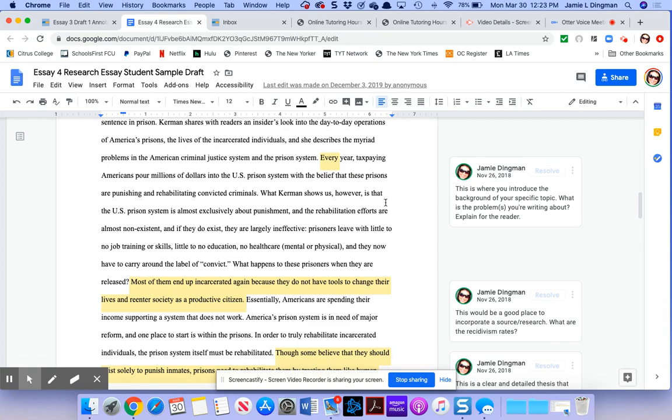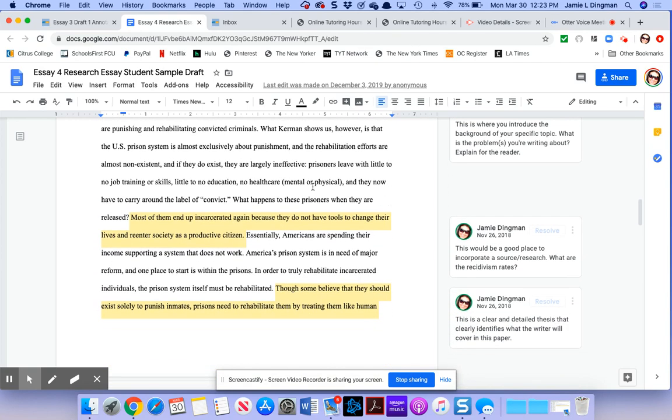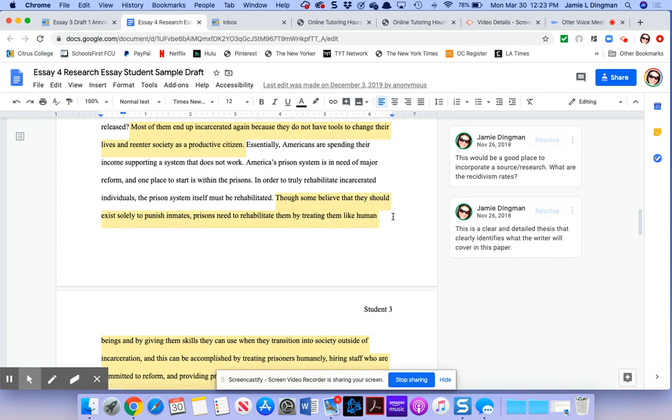What Kerman shows us, however, is that the U.S. prison system is almost exclusively about punishment, and the rehabilitation efforts are almost non-existent, and if they do exist, they are largely ineffective. Prisoners leave with little to no job training or skills, little to no education, no health care, mental or physical, and they now have to carry around the label of convict. What happens to these prisoners when they are released? Most of them end up incarcerated again because they do not have tools to change their lives and reenter society as a productive citizen. Essentially, Americans are spending their income supporting a system that does not work.